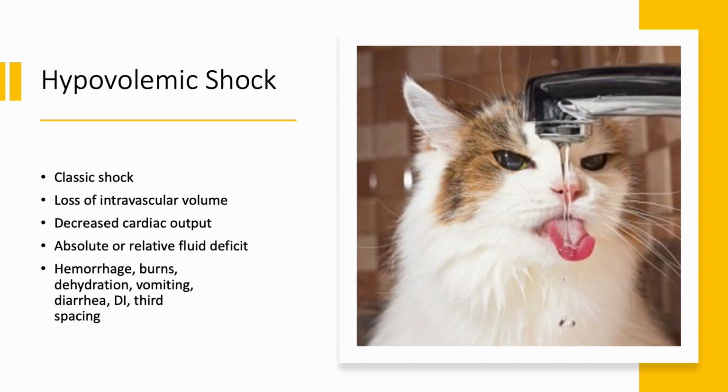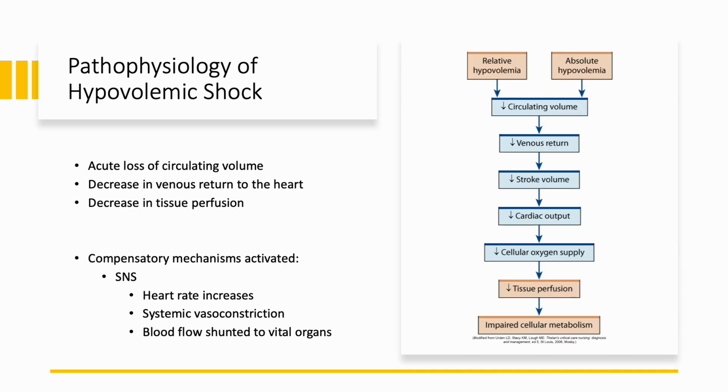Because in third spacing, the fluid is moving into spaces where it can't circulate effectively. This type of shock requires rapid identification and fluid resuscitation to restore circulation and prevent organ damage. In hypovolemic shock, there is an acute loss of circulating volume, which leads to a decrease in venous return to the heart, causing a reduction in stroke volume and cardiac output. This results in a decrease in tissue perfusion, impairing cellular oxygen supply, and leading to impaired cellular metabolism.